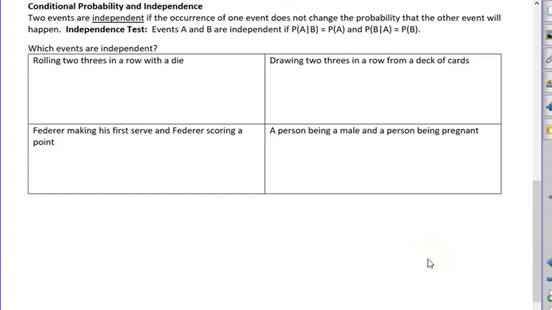In this video, we're going to look at the section 5.3 topic, Conditional Probability and Independence.